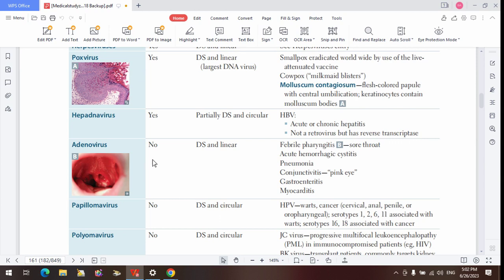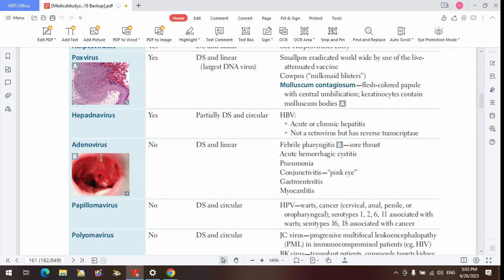Adenovirus is the next one. It's not enveloped. It's double-stranded and linear. It can cause so many things. It can affect the heart, the lungs, the eye, the throat, the GI, and even the bladder.